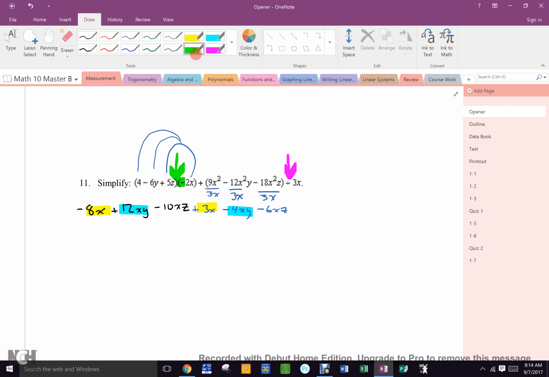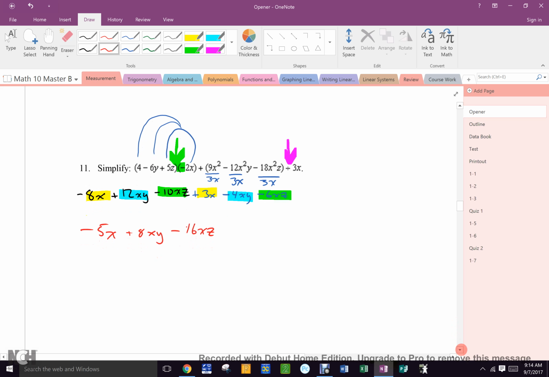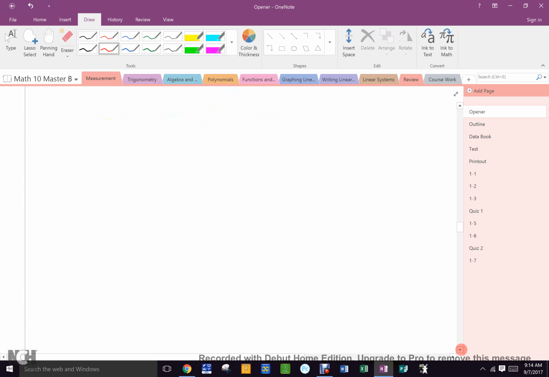Now I can put together x's, xy's, and xz's. And then it becomes just like it was before. And we get negative 5x plus 8xy minus what? 16xz. I'm glad nobody said, but two negatives make a positive, because of course they don't when you're adding. And finally, number 12.